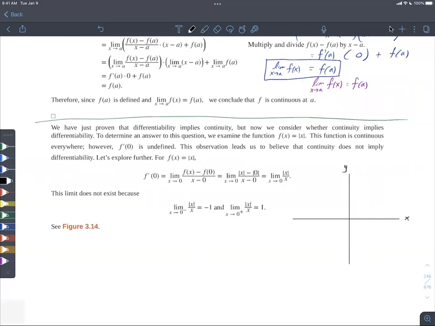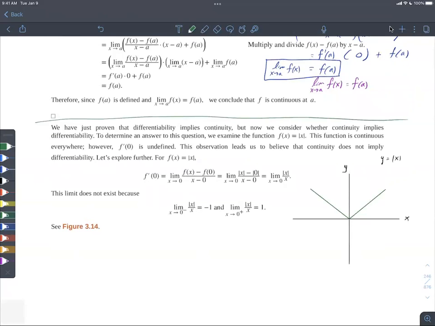The function y equals the absolute value of x. You've seen this one before, probably, and it looks something like this. Something like that. This function is continuous everywhere. You can see it's continuous. However, f prime of 0 is undefined. This observation leads us to believe that continuity does not imply differentiability.